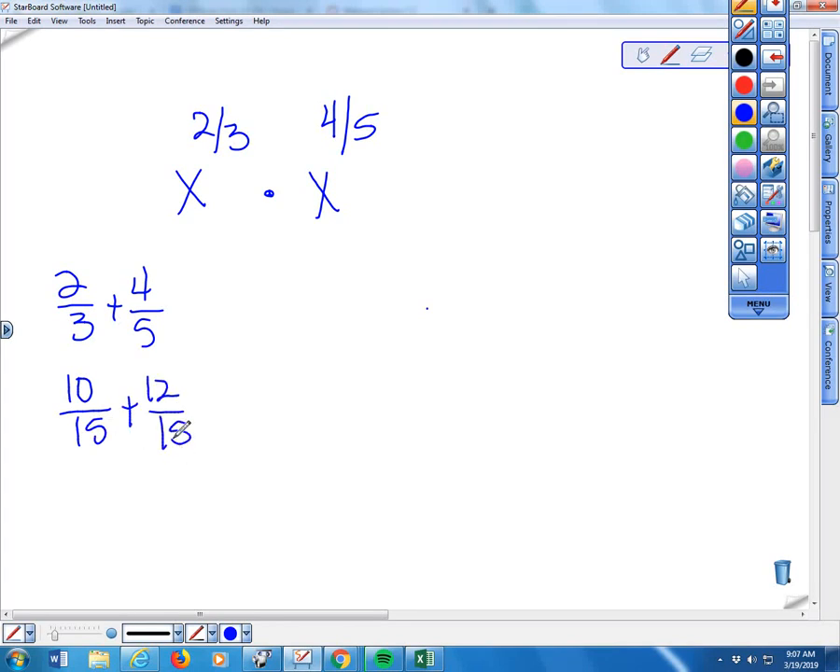When you have a fraction like this, an easy way to do it is the crisscross method. You multiply these together to get your denominator, and then you multiply 5 times 2 and 3 times 4, and that gives you 10 and 12. And then you can add. So this is 22/15.